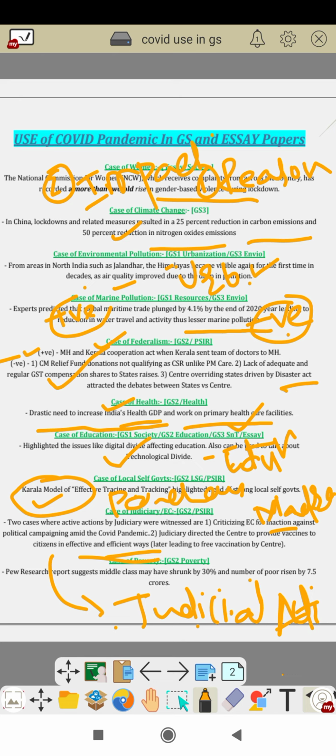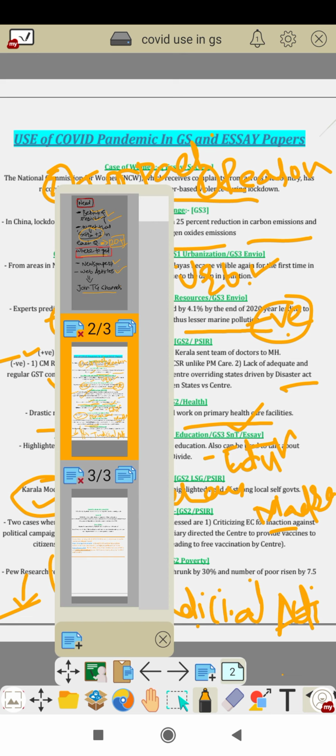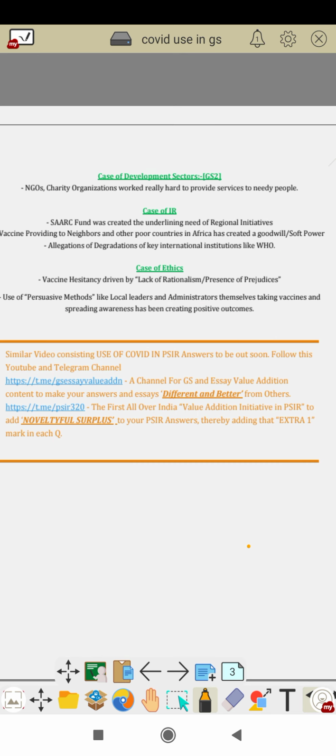So this report has suggested that the middle class may have shrunk, but the number of poor has risen. So this can be used to highlight that COVID has resulted in an increase in poverty. So moving further, the case of the development sector.